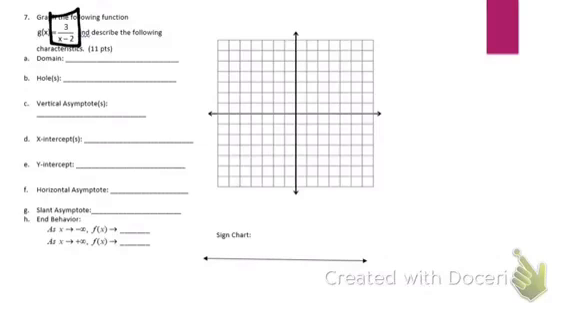So looking at the domain, in order to find domain, I have to find those domain restrictions, and x cannot equal 2, where I set my denominator equal to 0. So the domain is from negative infinity to 2, union 2 to infinity, okay?